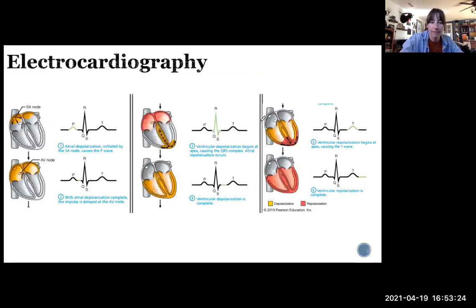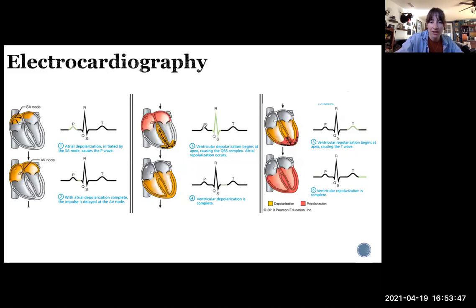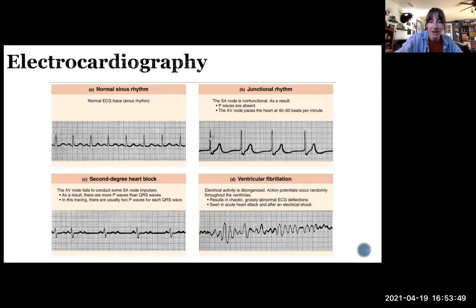Pretty cool, right? So here are some examples of abnormal EKGs, ECGs. You've got a normal one here for comparison, and a junctional rhythm, which tells you that the SA node is not working. You do not have a P wave. So instead of having this nice little bump right here, you do not have a P wave at all, and you go straight into an R wave.